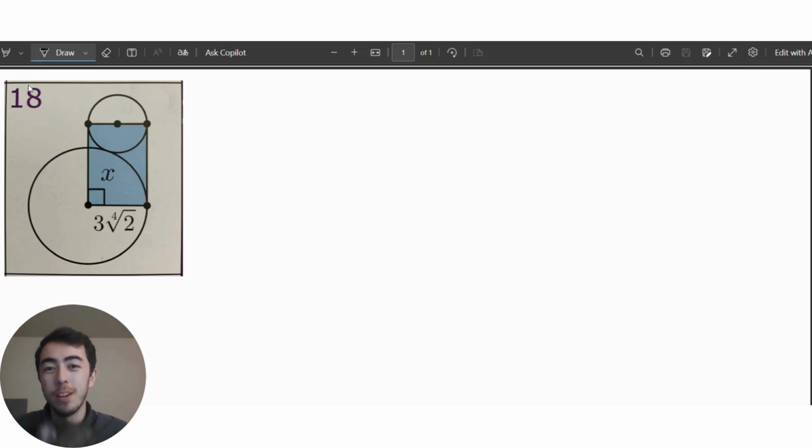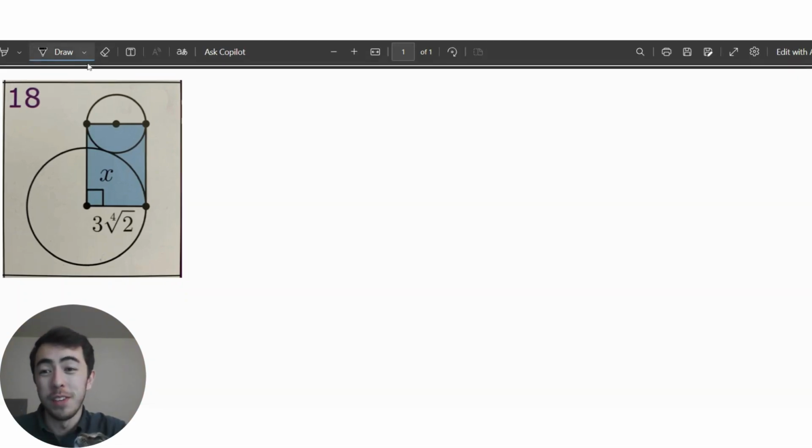So Quill and I will do a little bit of thinking. I'll get back to you on what a good strategy for this is. Well, I actually don't have a good strategy just yet, but I did notice a few things. First, this distance right here is 3 times the fourth root of 2, but it's also the radius of the circle. So any of these distances also are 3 times the fourth root of 2.